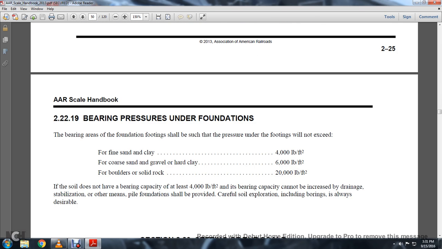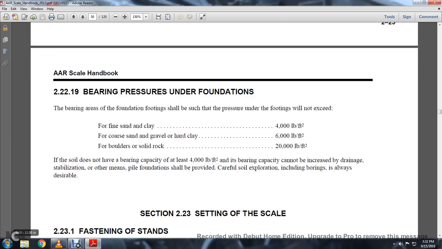222.19 Bearing pressure under the foundation. The pressure used in the footings should be such as will not exceed, for fine sand and clay, 4,000 pounds per square foot. For coarse sand, gravel, and hard clay, 6,000 pounds per square foot. For boulders and solid rock, 2,000 pounds per square foot. The bearing capacity cannot be increased unless drainage stabilization means or pile foundations are provided, with a careful soil exploration, including borings, in a way that is desirable.